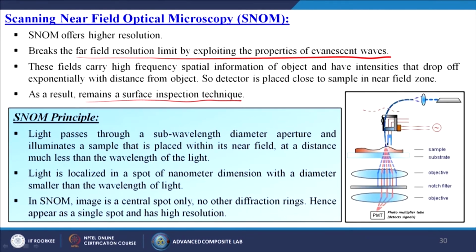We have the sample on the substrate, then the objective notch filter, then the objective, and after that the photomultiplier tube which actually detects the signals. SNOM principle: light passes through a sub wavelength diameter aperture and illuminates a sample that is placed within its near field at a distance much less than the wavelength of the light.